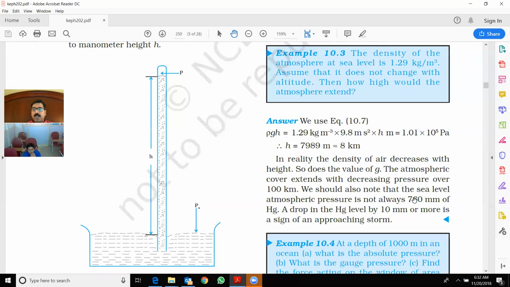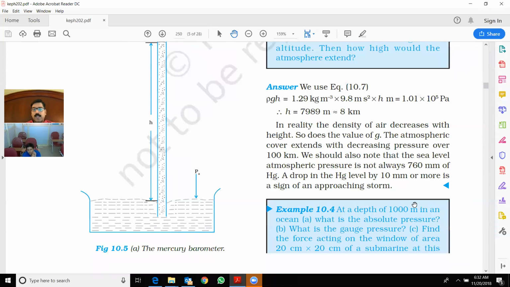In terms of Hg, sea level atmospheric pressure is termed as 760 mm of Hg. So 1.01 into 10 to the power 5 Pascal is approximately equal to 760 mm of Hg, or 760 Torr, right? That's an assumption. But again, it varies because my assumption is not accurate.